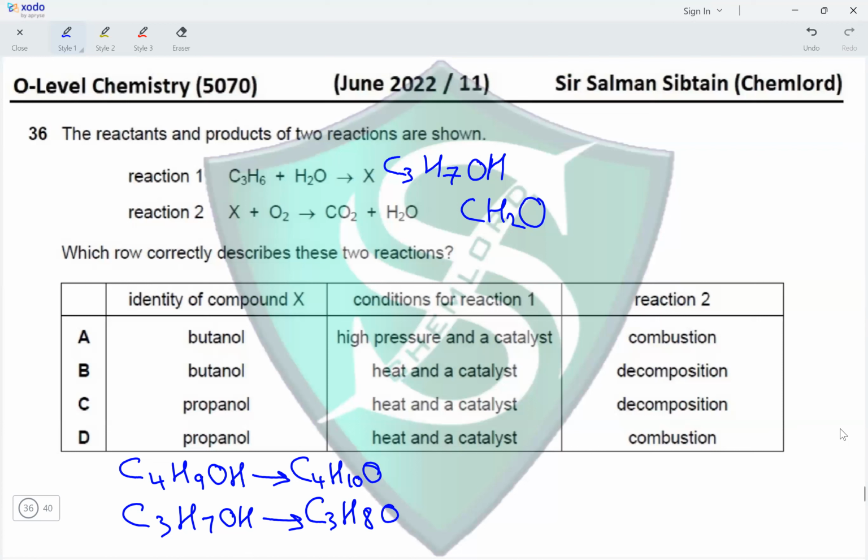Again, this will not be converted into a different empirical formula. So, identity of compound X. So we will need to see what this converts to. Identity of compound X. The reactant products of the two reactions are shown. Which row describes these two reactions?